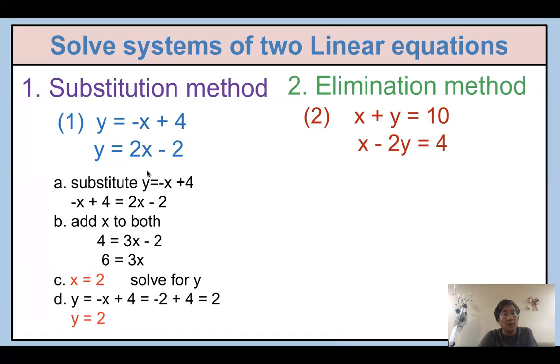Everybody understand? But if your system looks like this, then we use the elimination method. So here you should add or subtract to eliminate one variable, either x or y. If you subtract this way, which variable are you eliminating? x or y? x minus x is 0. Oh, you can eliminate this, right? Then y minus negative 2y becomes 3y.